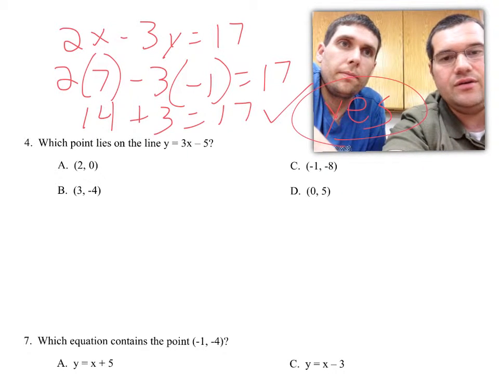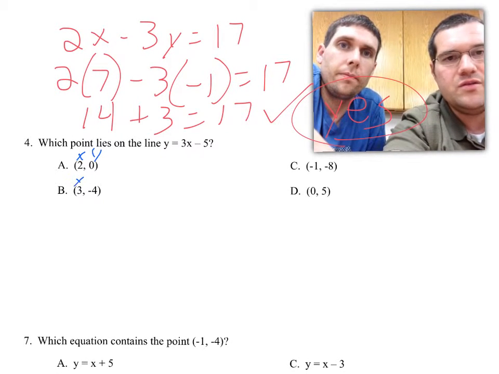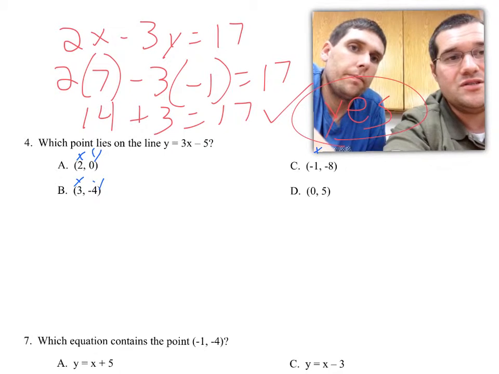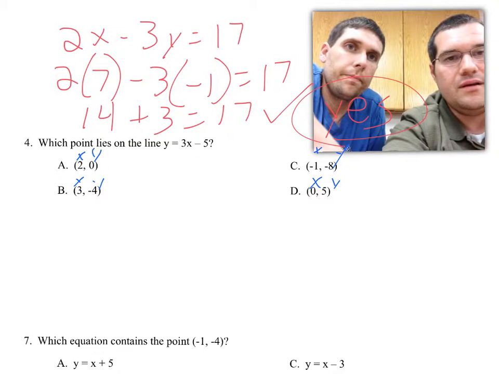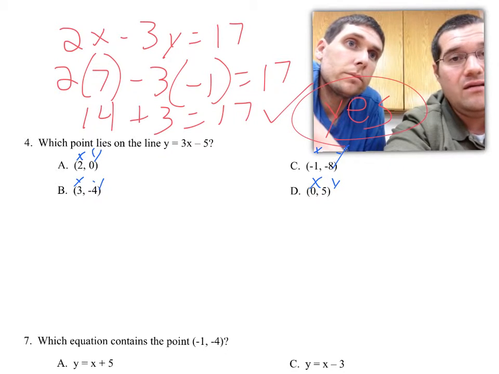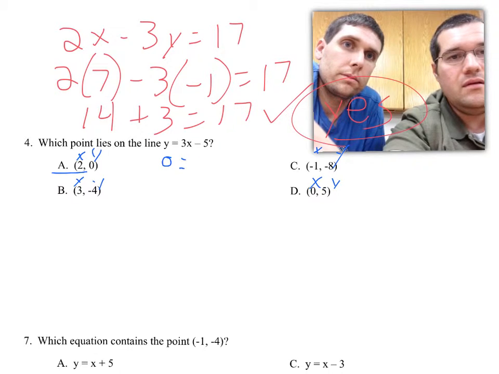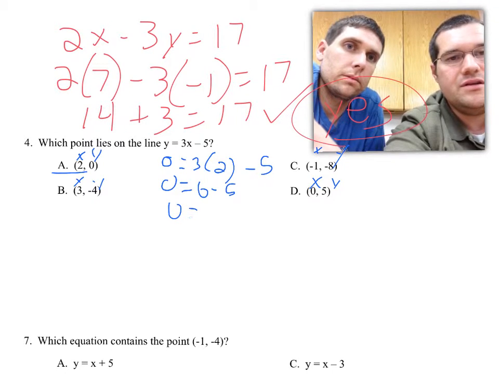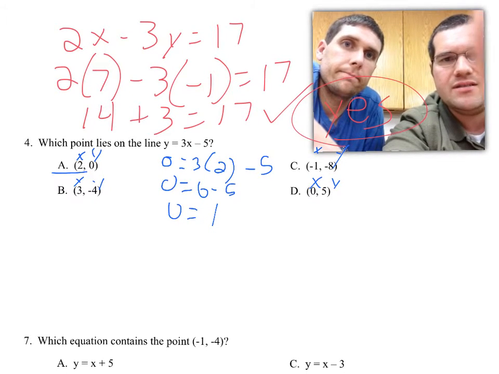So the first thing I would do, and I like doing it, is, here's my x, here's my y, and I'm going to do that for each one of them, because all I'm really doing is just plugging in my values and finding out which ones balance off the equation. So y equals 3x minus 5 for A. I'm going to plug in 0 for y, and then 3 times 2, which is my x value, minus 5, and I'll do this real quick. 0 equals 6 minus 5. 0 equals 1. Does 0 equal 1? No, it doesn't. So A, I can eliminate.